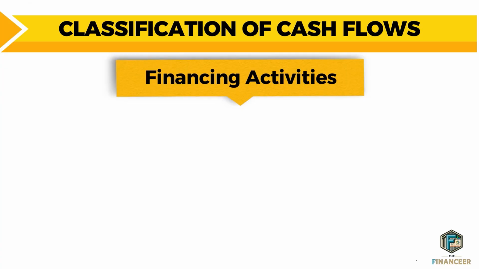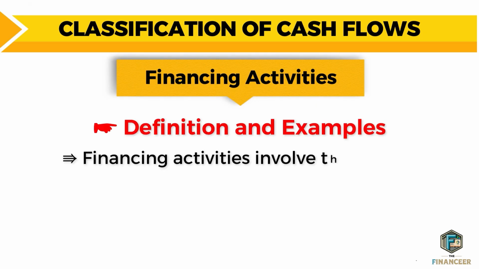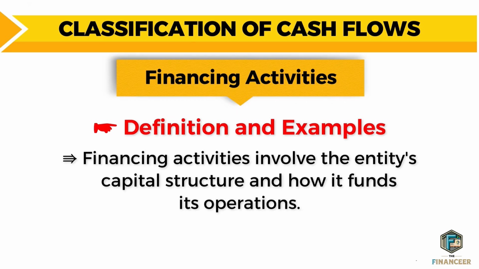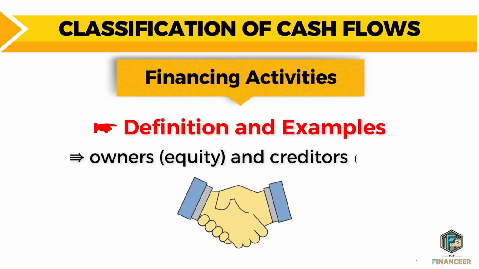Now, let's move to the third type of activities, which is the last one, financing activities. Financing activities involve the entity's capital structure, the sources of funds, and how it funds its operations. These activities include transactions with the entity's owners that provide capital or equity, and also creditors who are providing debt or loans to the entity.